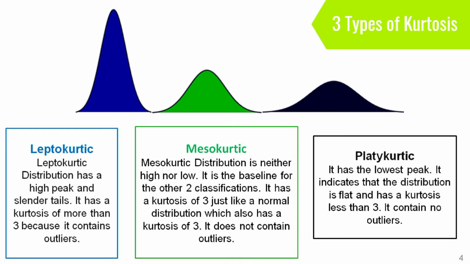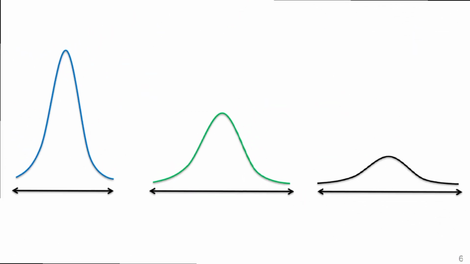Second is leptokurtic. Leptokurtic distribution has a high peak and slender tails. It has a kurtosis of more than 3 because it contains outliers. And lastly, platykurtic. It has the lowest peak. It indicates that the distribution is flat and has a kurtosis less than 3. It contains no outliers.